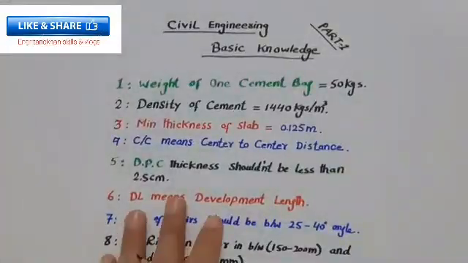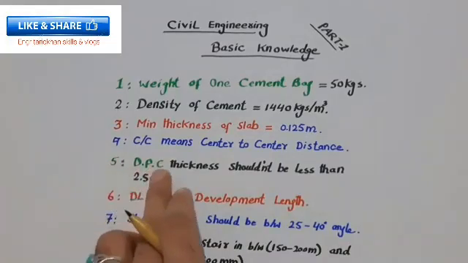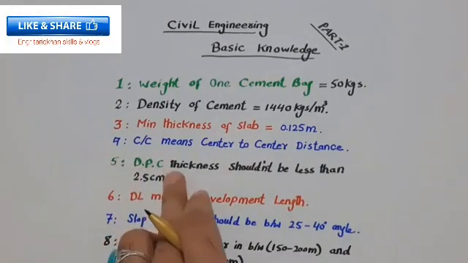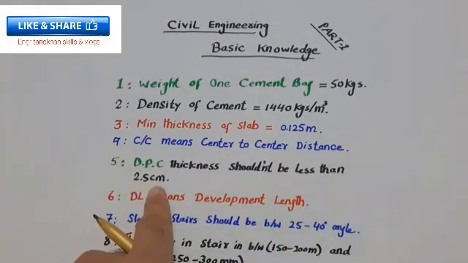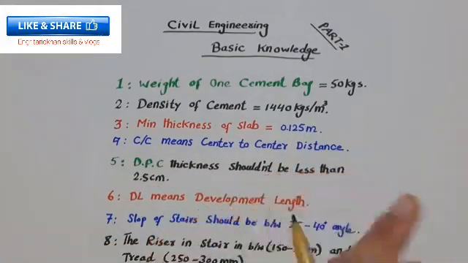Next one, guys, the fifth is the thickness of DPC, damp proof course, which should not be less than 2.5 centimeter or 1 inch.